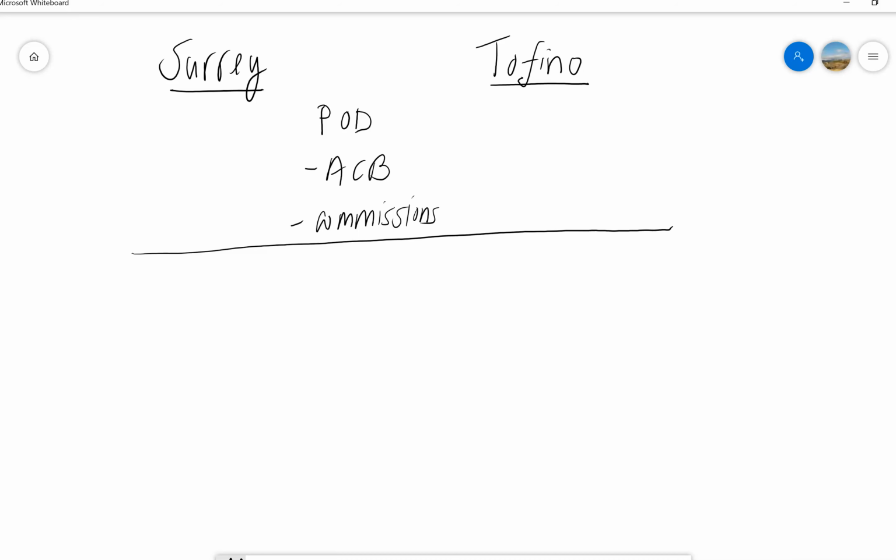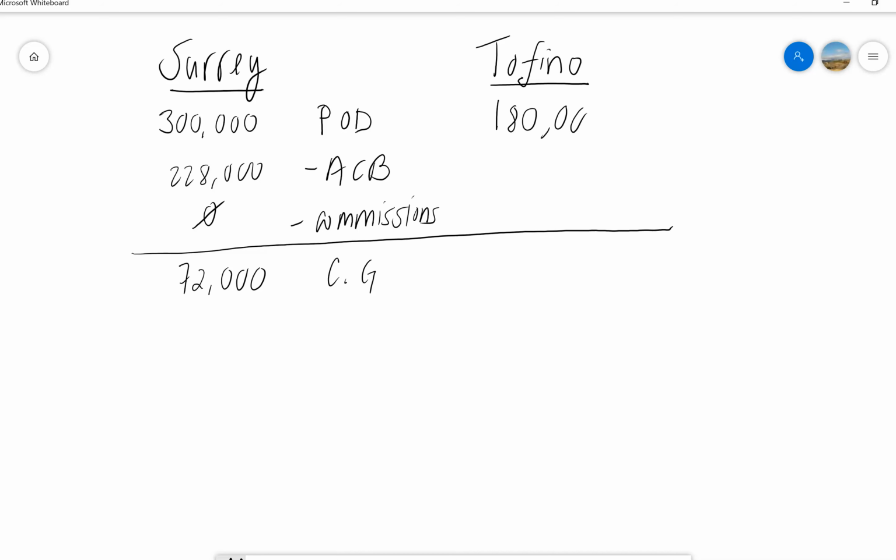Now, the Surrey property was sold for $300,000 and it was purchased for $228,000. There were no commissions, so the capital gain on the Surrey property was $72,000. And let's just do the same for the Tofino cottage. The Tofino cottage was sold for $180,000. Adjusted cost base was $100,000. Once again, we're assuming no commissions, and so the capital gain was $80,000.